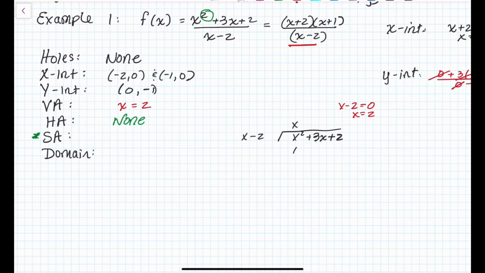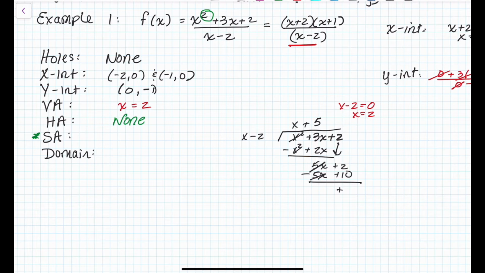So x goes into x squared x times. So we should have x times x is x squared. X times -2 is -2x. So remember, we're subtracting that, and so we end up with 5x. So x goes into 5x 5 times. Multiply the 5 times the x and the -2, and subtract.